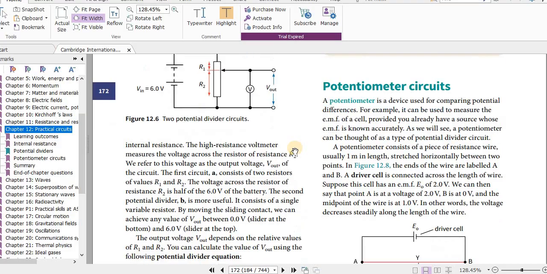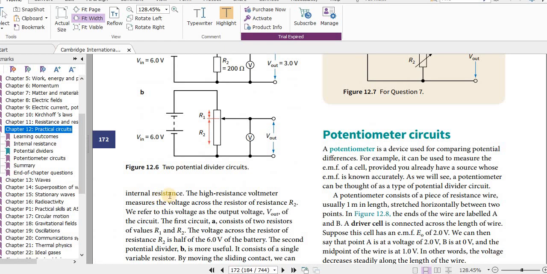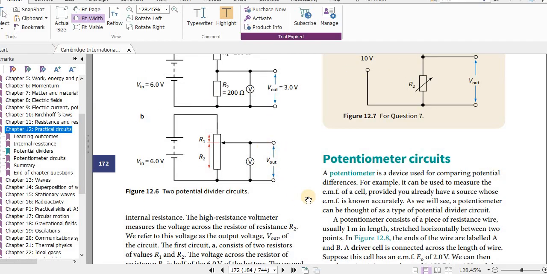Two potential divider circuits across the battery of EMF 6 volts and of negligible internal resistance. Now how do we know? From the diagram also we can see negligible internal resistance, because there is no dashed rectangle with a resistor inside it next to the symbol for the cell or battery. The high resistance voltmeter measures the voltage across the resistor of resistance R2. We refer to this voltage as the output voltage V out. It's shown in the diagram.